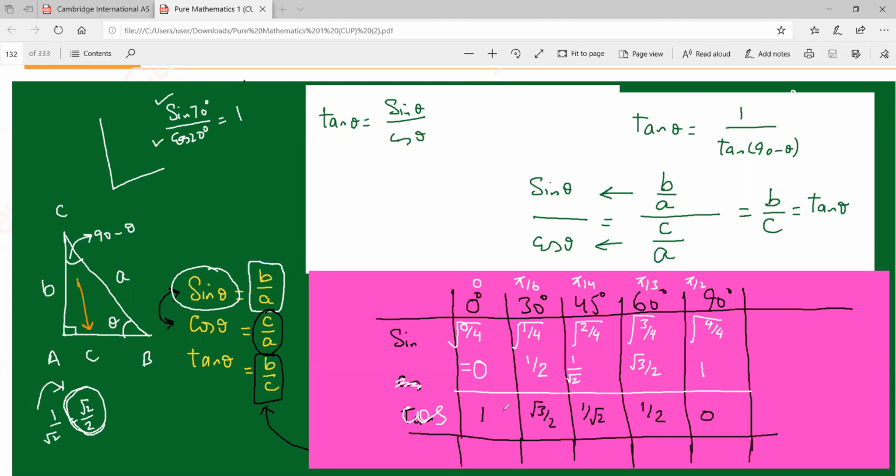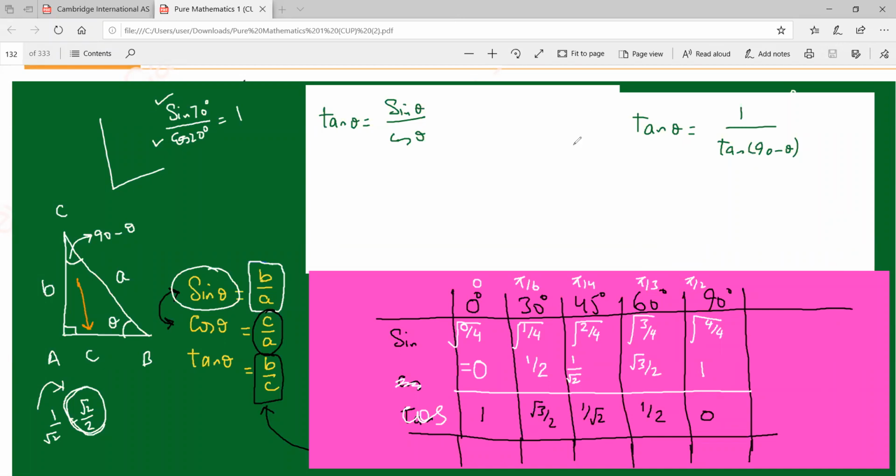Why do we have these values? I checked and they are all correct. What is the reason behind that? Someone please. Because sir, you had written earlier that sine of 90 minus theta is equal to cos theta. Exactly.